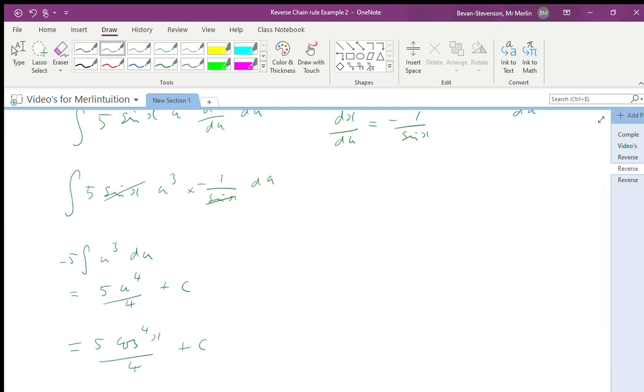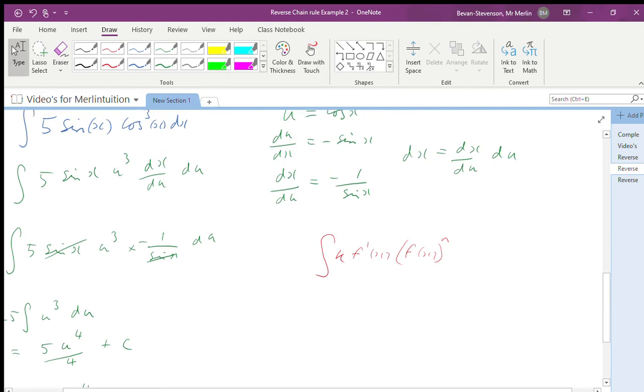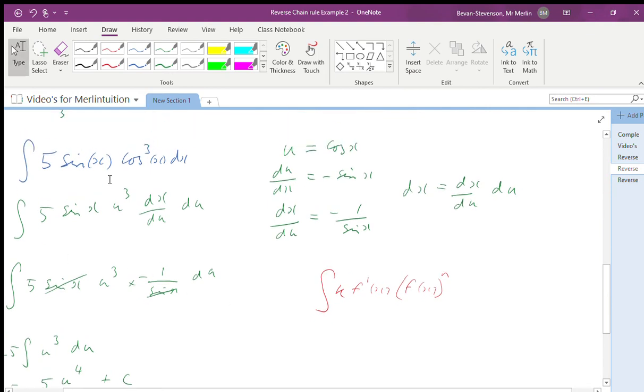And as before, we could have simply done the fact that we have an integral here of k times f dash of x times f of x to the n. And what we're really saying here is that we are spotting that sine x is the differential of cos x. Obviously, it's not exactly the differential. There's a minus and a 5 there as well, but we are spotting that they are differentials.